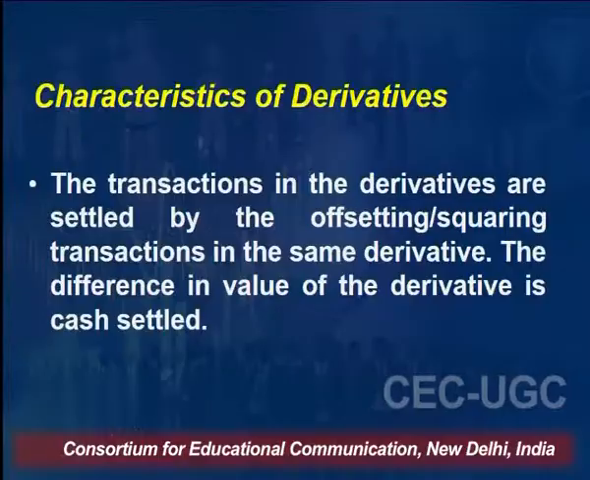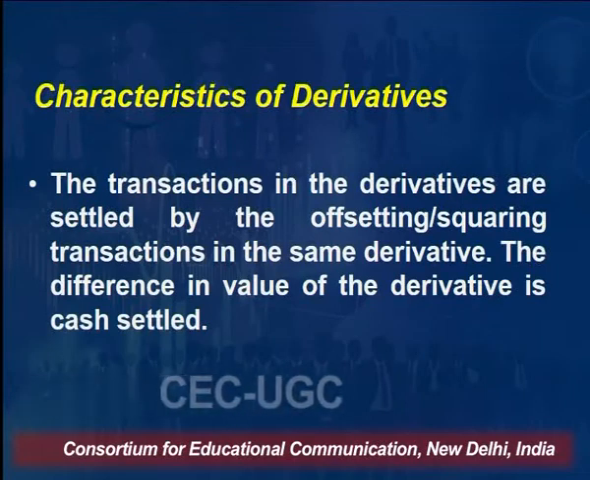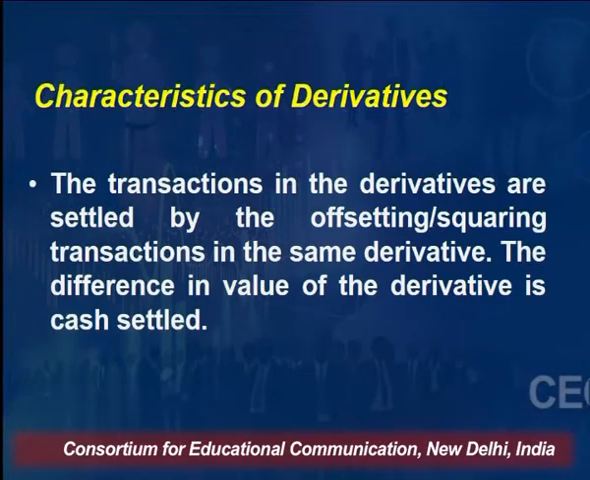This itself becomes a financial instrument. It may be of financial assets like stock, like bonds, like index, right? Or it may be of commodities, right? So there are various types of products for which the derivative is derived. So let's discuss the characteristics of the derivatives. Transactions in derivatives are settled by offsetting or squaring transactions in the same derivatives. So the difference in the value of the derivative is cash settled.